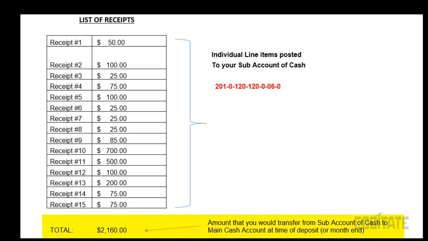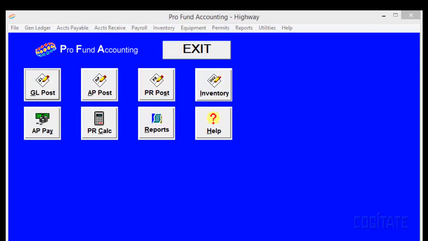Then, each time you deposit your cash into your bank account, you can simply do a journal entry to move the total cash deposited out of the sub-account and into the regular cash account. This way, it will match the entry that the county makes, or in the case of a township or city, it would be the entry your bank makes. Now let's enter this information in the bill code maintenance.